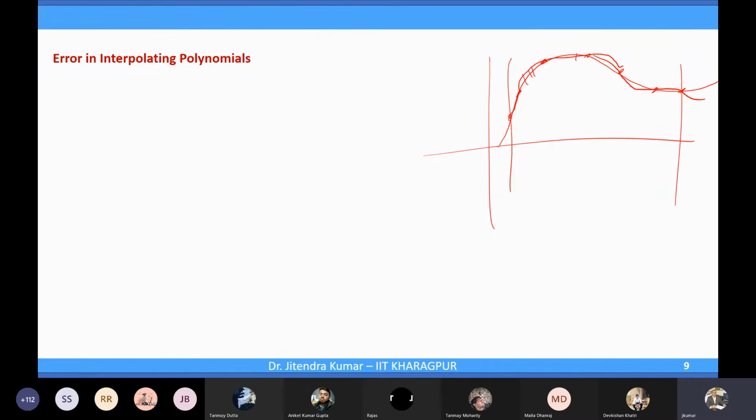Definitely there is an error between the two, because with a finite degree polynomial you cannot expect it to match exactly. For accuracy you have to go for a really high degree of polynomial. If you have a low degree polynomial, there will be more error. If you have a very high degree polynomial, the error will be less. Here we are talking about how much error we have, depending on the number of points we have taken or the degree of polynomial used for the approximation.